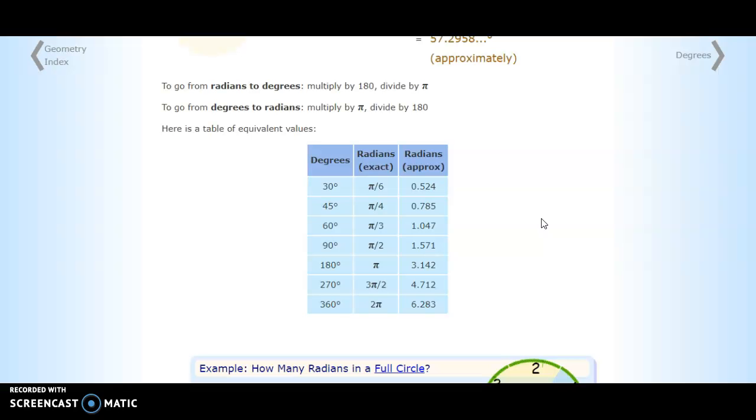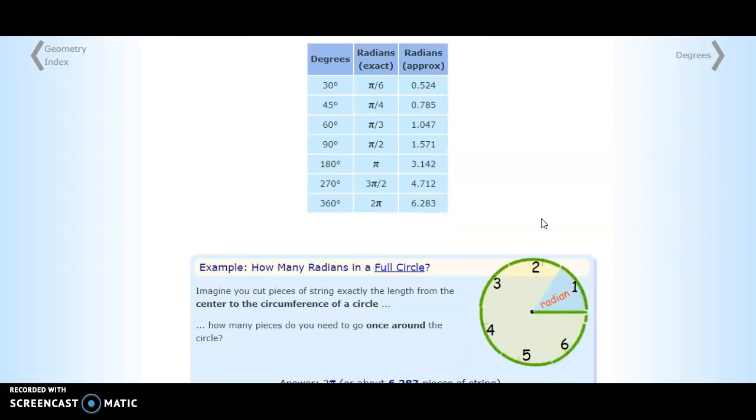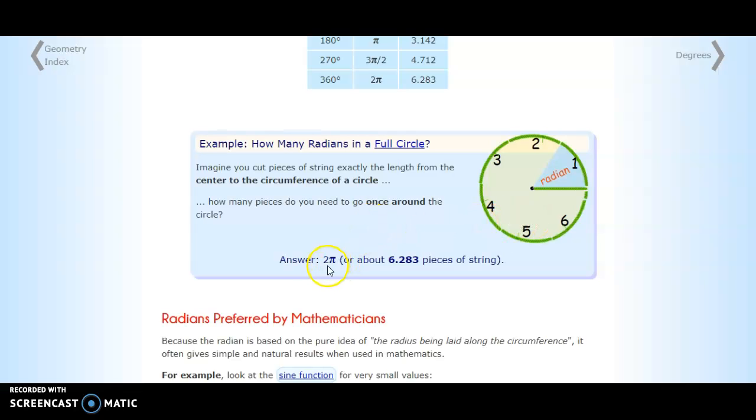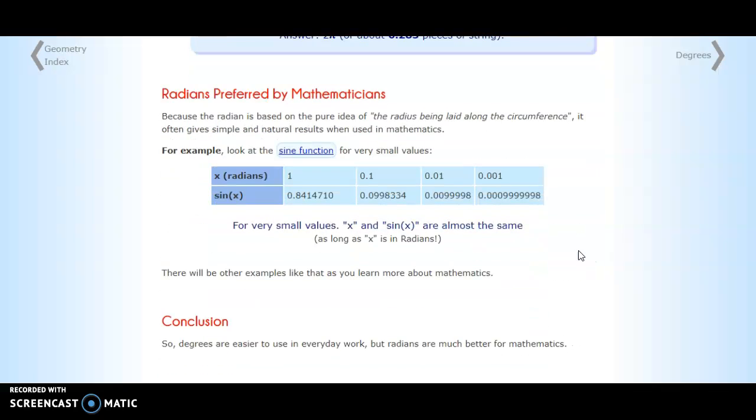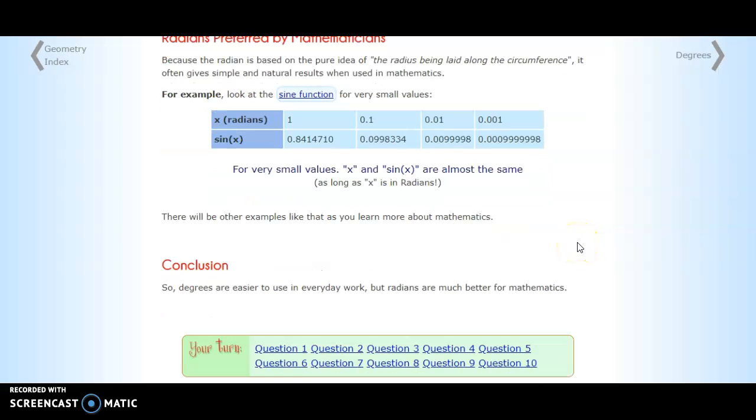So if there are pi radians in half a circle, there are 2 pi radians in a full circle. So 1 circle is equal to 2 pi radians. So radians are preferred because they're kind of more pure. They're based on the measurement of a circle. So as we get higher in math, they're going to be preferred over degrees.